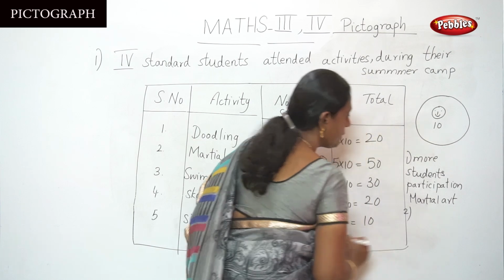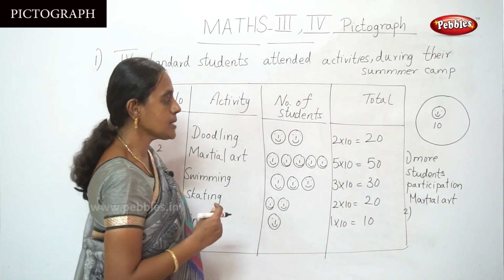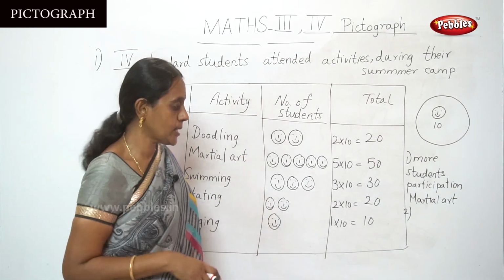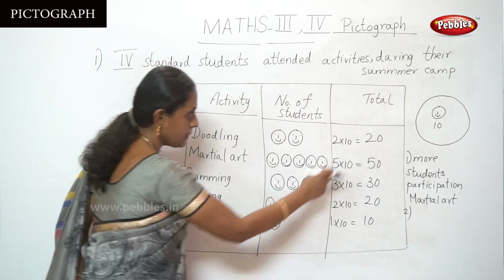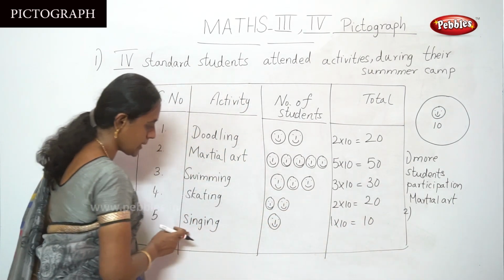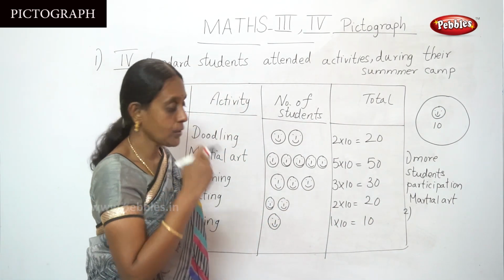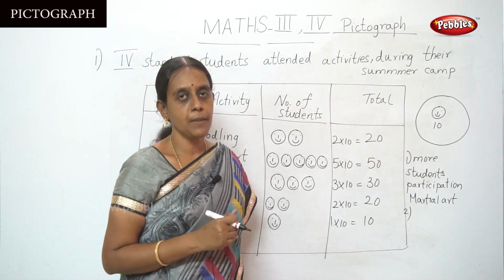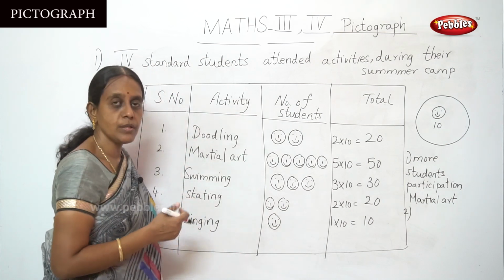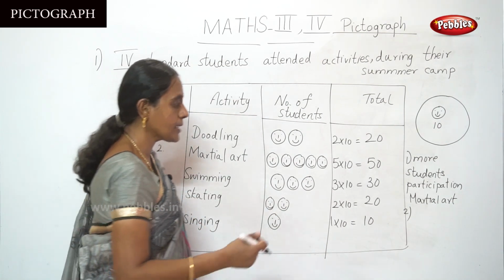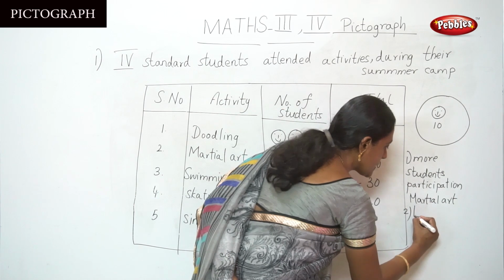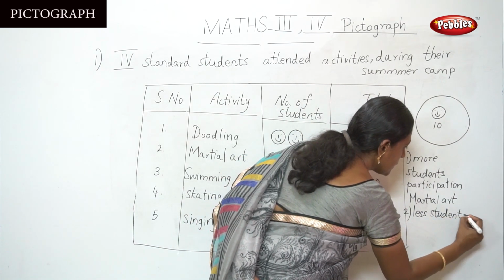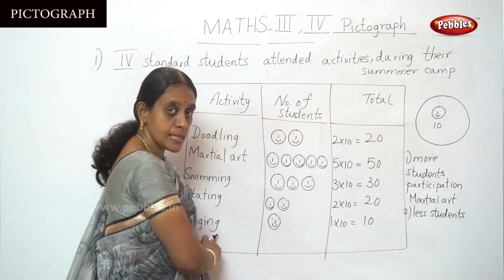Similarly, the second one: in which activity did fewer students take part? The number 10 denotes the singing activity. So the answer to the second one is that fewer students took part in the singing activity.